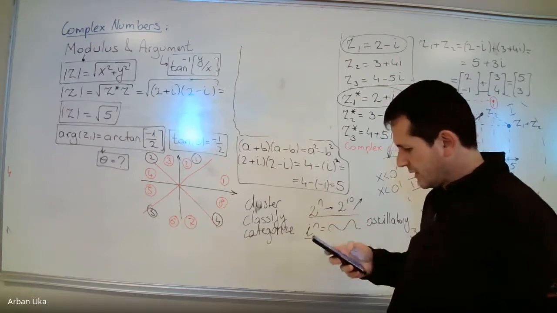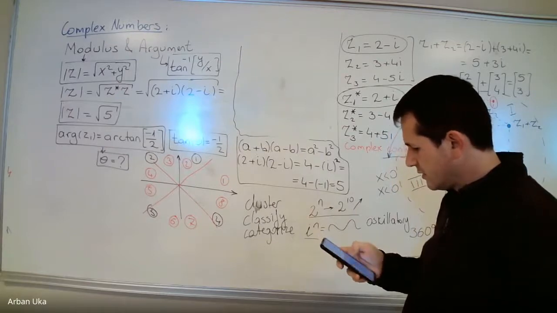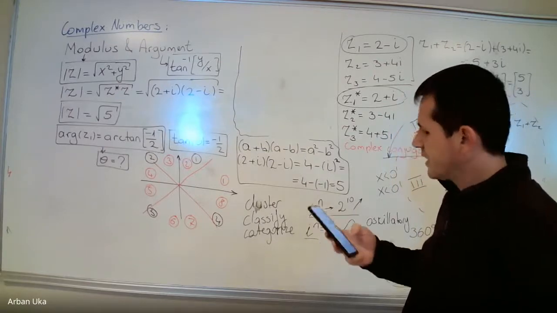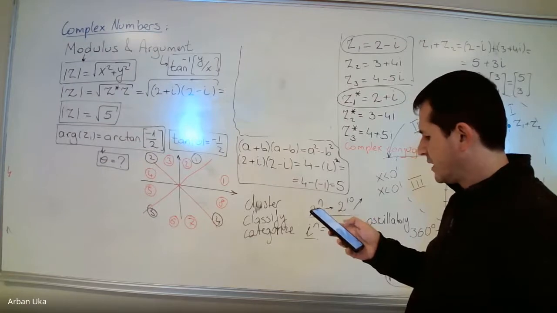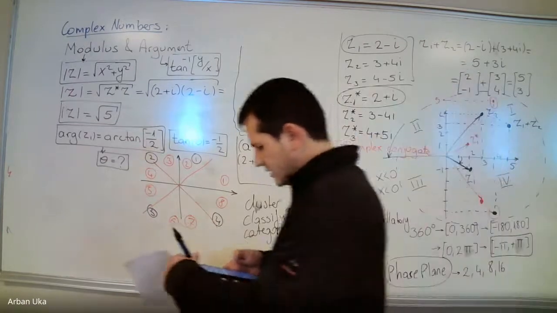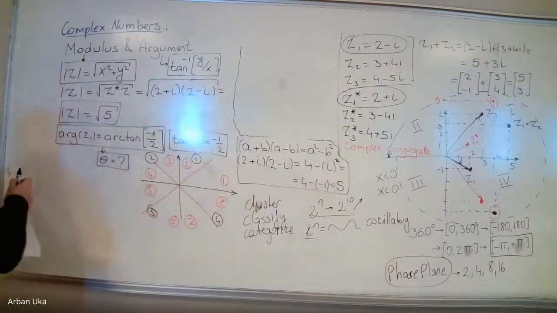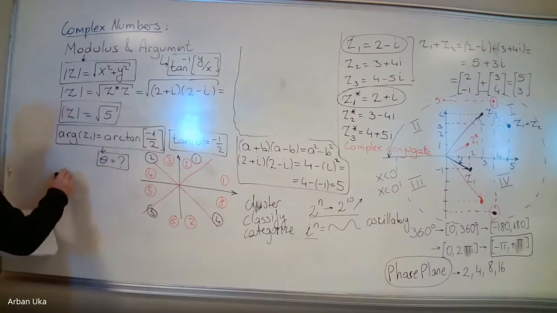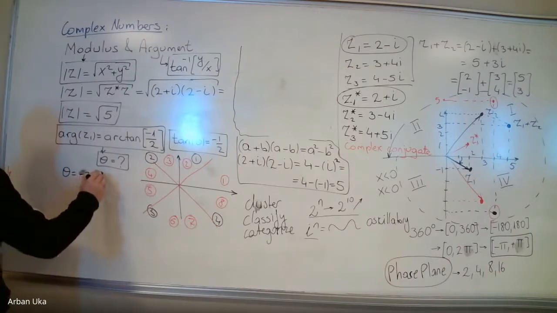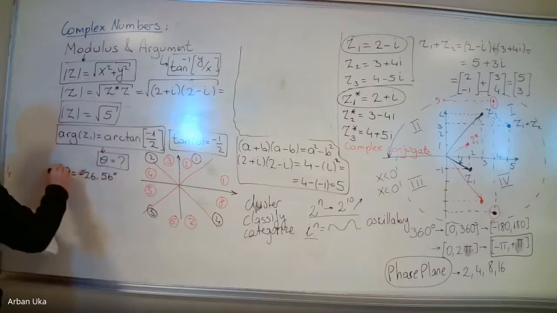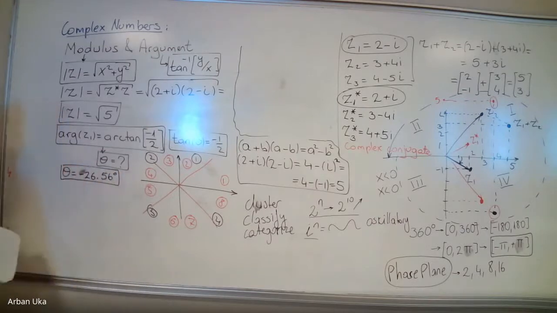I found it. Okay. So here we can enter arctangent of -1 divided by 2, and it looks like we have an angle of -26.56. So here, the angle theta is equal to -26.56 degrees. Okay. So this is the angle, or this is the argument of Z1.